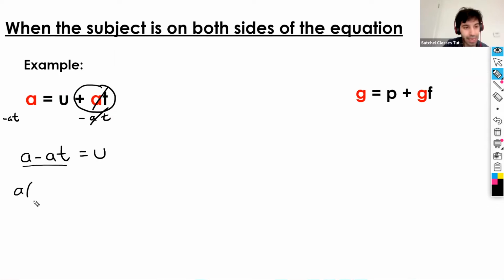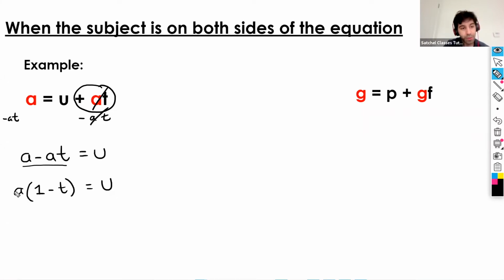So that would be A in brackets 1 minus t. A times 1 is A, times minus t is minus AT. So that's factorized, is equal to U. Now that we've done this, what we're saying is A times, in brackets, 1 minus t.